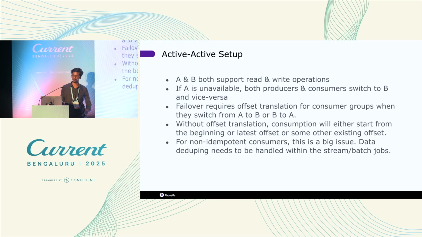Depending upon the type of consumer, it may or may not be a problem. You may have idempotent consumers or non-idempotent consumers. For non-idempotent consumers, data duplication is a big issue, which means it needs to be handled in the batch or stream job. Deduplication is not natively supported in MirrorMaker.